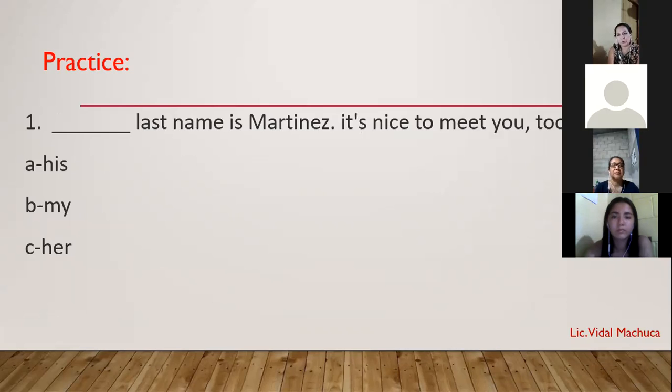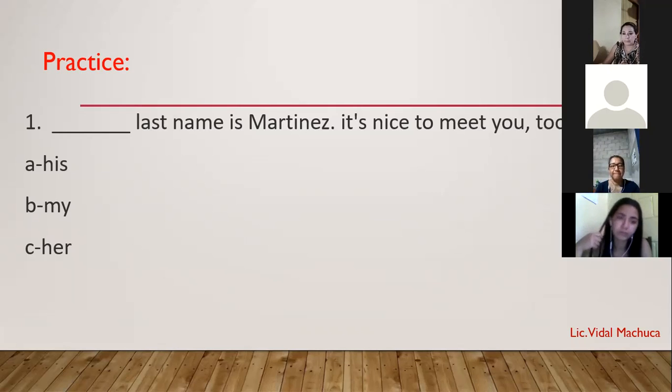¿Cuál será? My last name is Martinez. It's nice to meet you too. Okay. Entonces no puede decir his last name is Martinez porque dice it's nice to meet you too, ¿verdad? Tampoco puede decir her last name is Martinez, porque el tú está diciendo que ya le preguntó a él y él le contestó my last name is Martinez. It's nice to meet you too. Okay? Entonces está bien self-explanatory, ¿verdad? Se entiende eso.